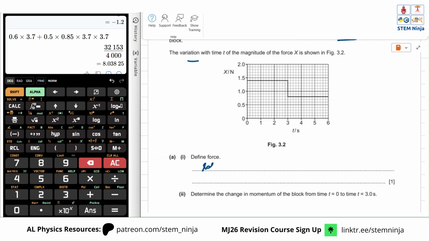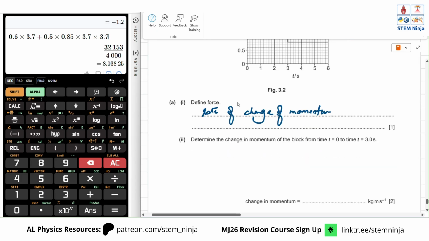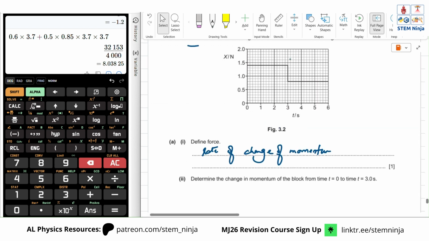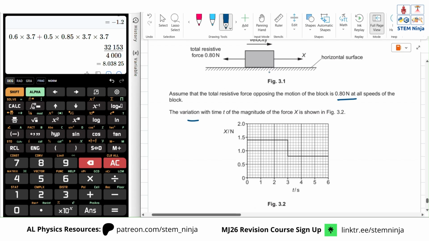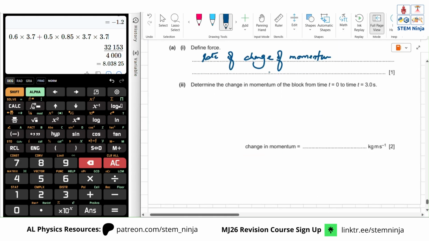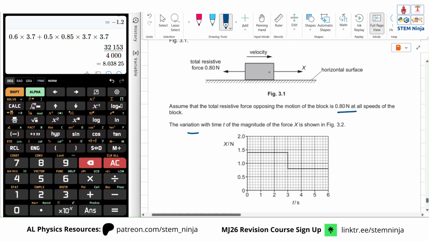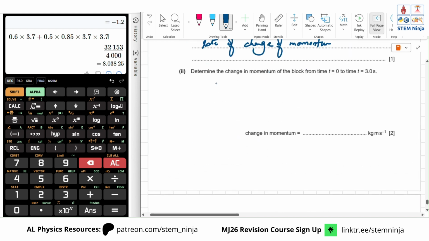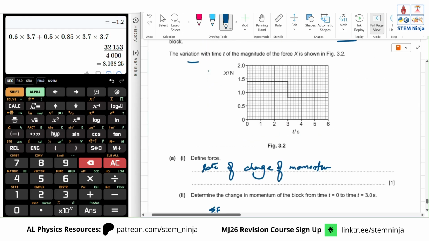Define force, that is the rate of change of momentum. Determine the change in momentum of the block from time t is equal to 0 to t is equal to 3. So change in momentum from time t is equal to 0. Wait a second. Oh, okay. So total resistive force is this, right?